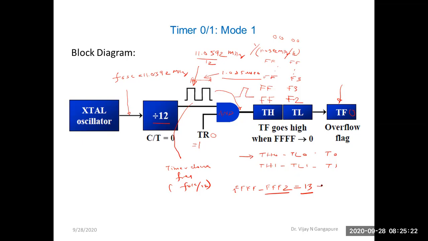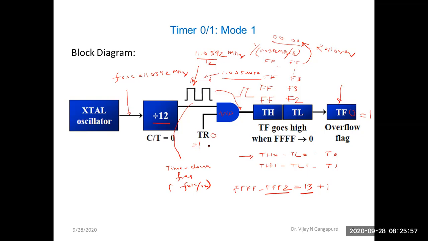that is 13 plus one more clock pulse, what will happen? The count is now maximum, and if we add 1 to it, the count in the TH and TL registers will become 0000. So the value changes from maximum to minimum, that is FFFF to 0000, from all ones to all zeros. This is called the rollover of the count in the timer register, and when this happens, the TF flag bit gets set. Then we have to stop and come out of the loop.